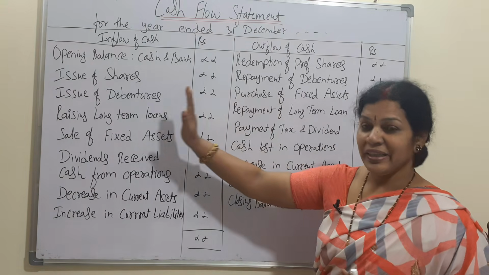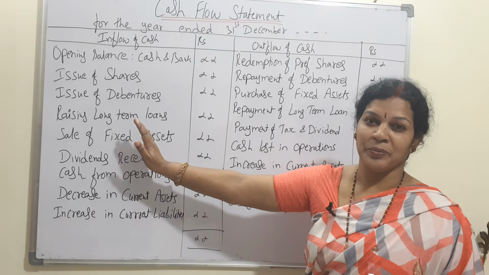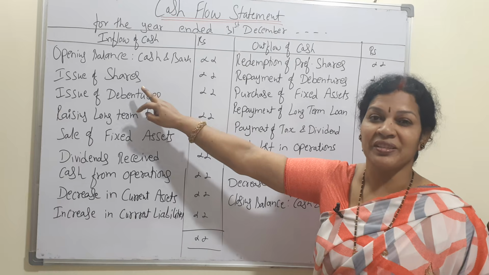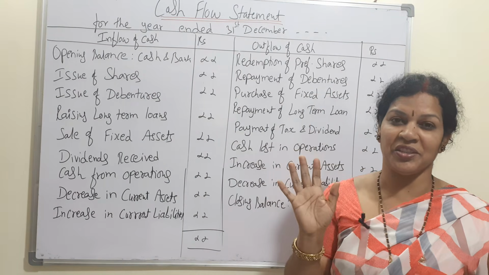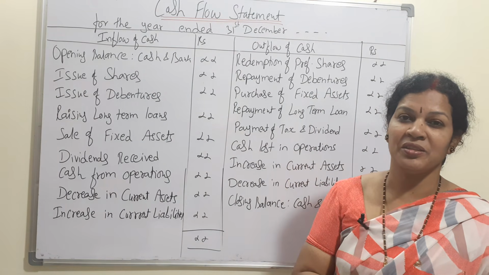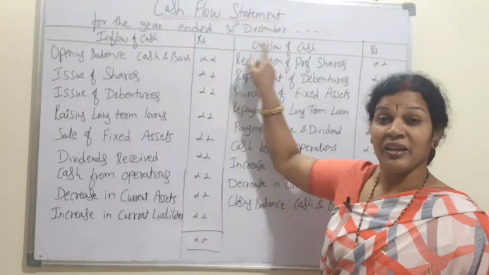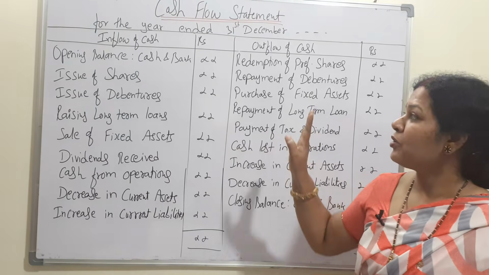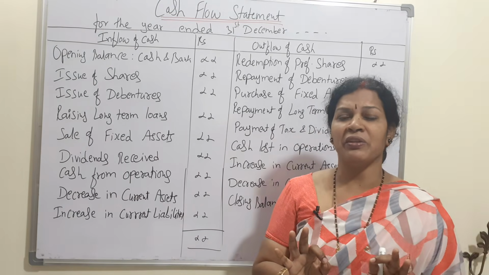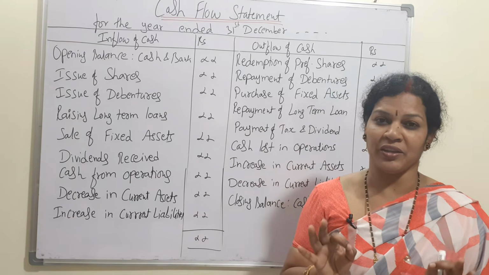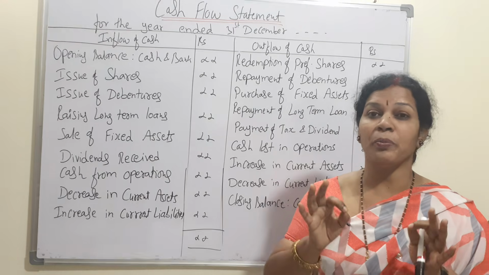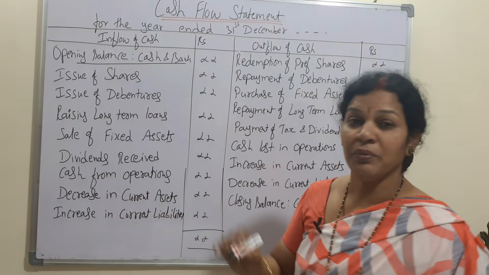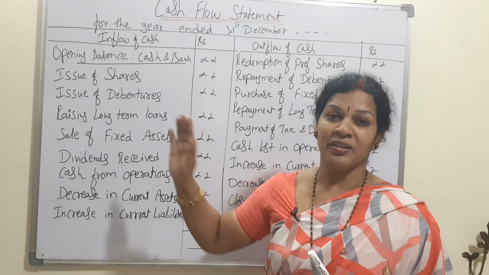So now we are writing inflows of cash, outflows of cash. In fund flow statement we used to write sources and application, only the name is changing. Rather than sources we are writing inflows of cash. Rather than application we are writing outflows of cash, right? So always remember, cash flow statement will start with the opening balance of cash, opening balance of bank. So this is the first transaction we have to write on the inflow side.